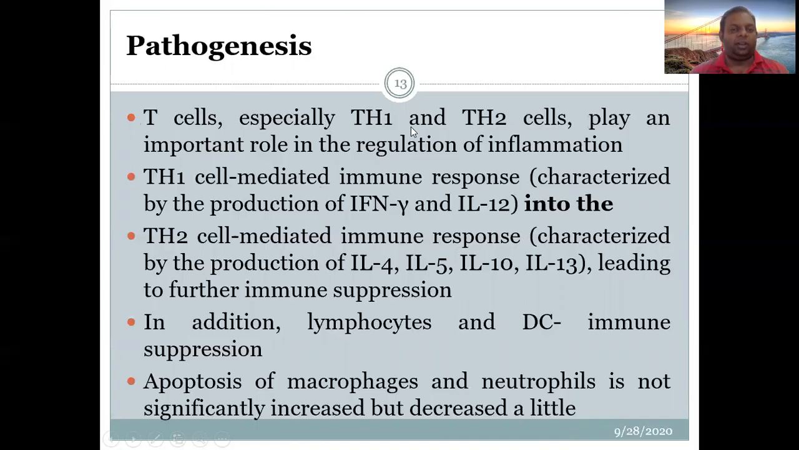T cells, specifically Th1 and Th2 cells, play an important role in regulation of the inflammation. Th1 helps the cell-mediated immune response, characterized by the production of interferon gamma and interleukin 2. The Th2 cell-mediated immune response is characterized by the production of interleukin 4, 5, 10, leading to further immune suppression. Now it has gone to the second stage. In addition, lymphocytes and dendritic cells also lead to immune suppression. Also, with the strong immune cytokines, it leads to apoptosis of macrophages and neutrophils.